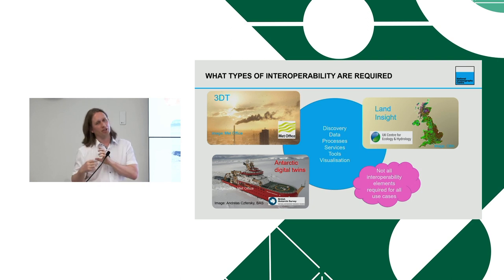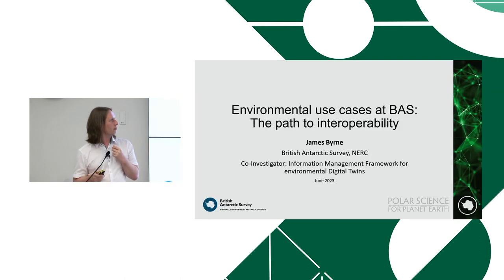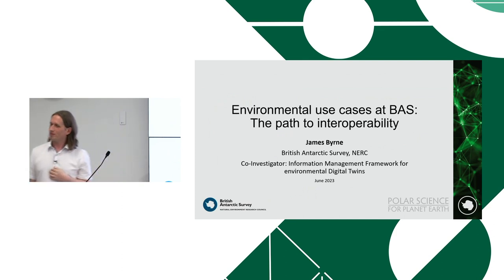There's a key concept which came out. We look at something called a narrow middle, which I'll introduce very briefly later on. So the interoperability is not across everything, and I think the key thing here is if you do 100% of the work, you're going to get 5% of the value. We need to focus on those use cases and where we get the most value from interoperability. So I'm going to hand over now to James to look at the BAS use cases. Thank you.